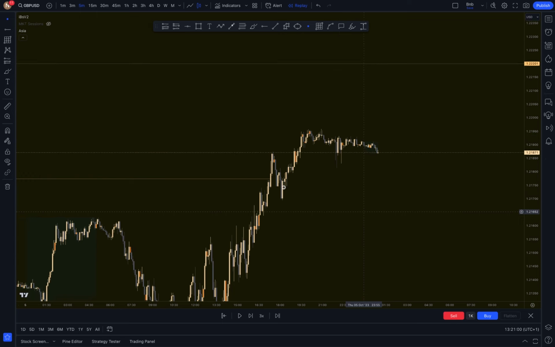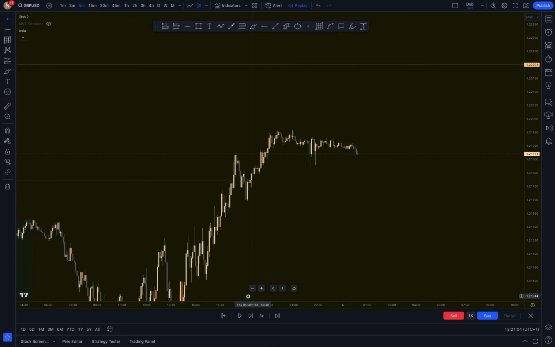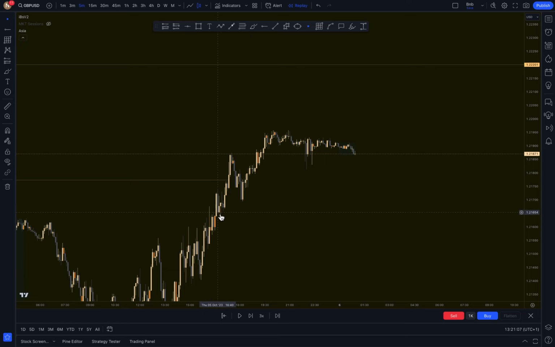Did it take out liquidity? Yes, it took out previous candlestick liquidity right here. This candlestick went below this previous candlestick, so it took liquidity. Did it create imbalance? Yes. Did it break structure? Yes. Okay, this is my valid flip zone, right?